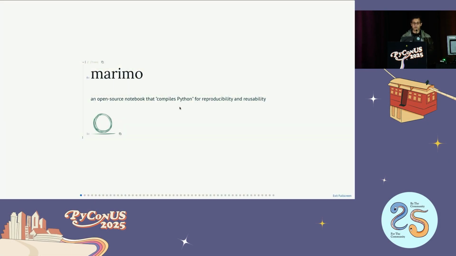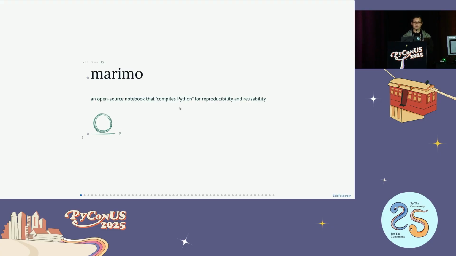Hey, everyone. My name is Akshay, and I work on the Marimo notebook alongside a team of phenomenal engineers, most of whom are actually in the audience today. So this talk is about Marimo, which is an open source notebook that compiles Python, in quotes, for reproducibility and reusability. If you've been hanging out in this room for the past couple talks, we've seen some really cool tools and best practices for making Jupyter notebooks more reproducible and reusable. This talk is a little different.